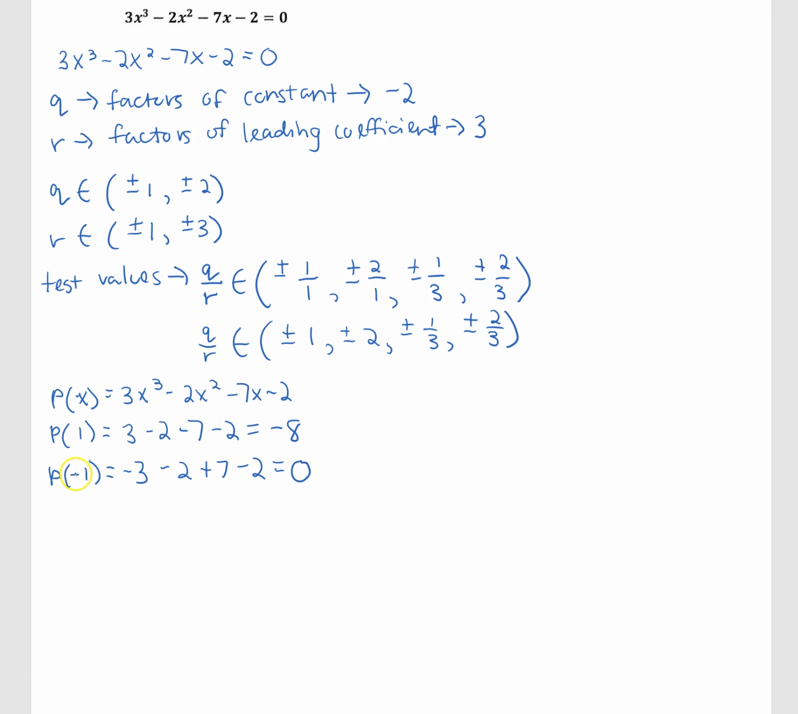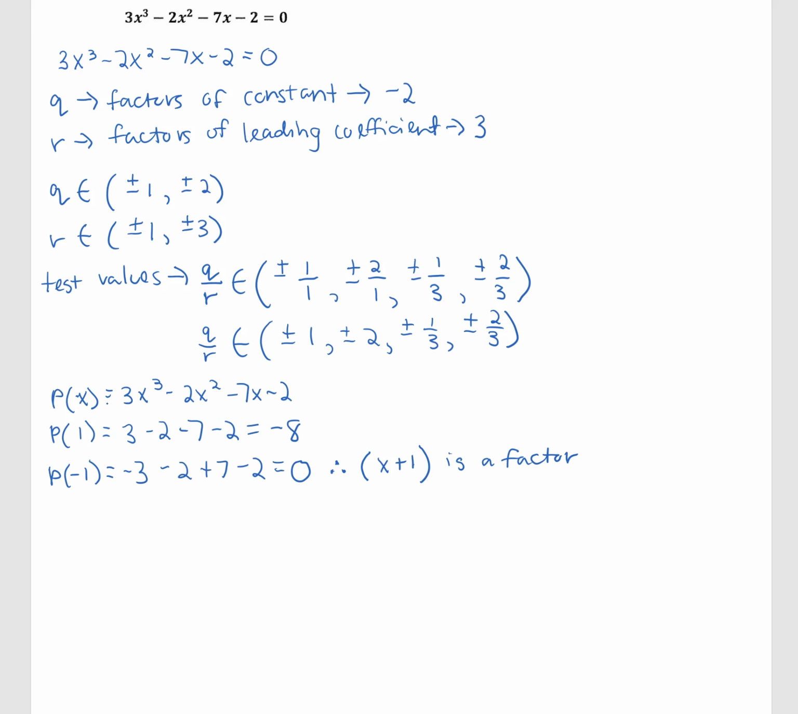So if p of -1 equals 0, that means that x plus 1 is a factor of our equation. And that's because the rule is if p of n is 0, then x minus n is a factor. So those negatives cancel out when we get x plus 1 as a factor in this case. So now that we know x plus 1 is a factor of this expression, what we can do is some long division to find out what we're left with once we factor this out of our polynomial.